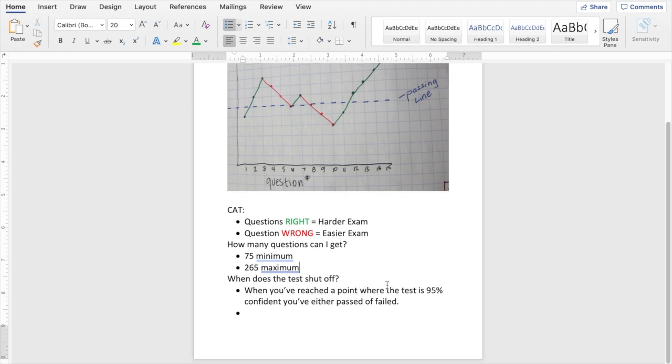So it really wants you to pass, so that's why it's giving you these easier questions and harder questions, because it wants to see where that minimum competency for you lies.